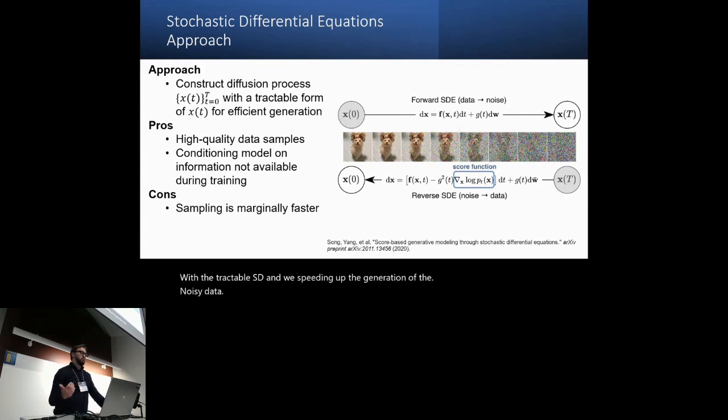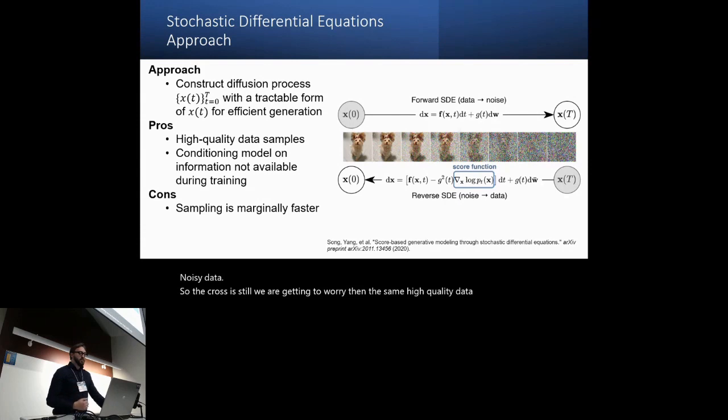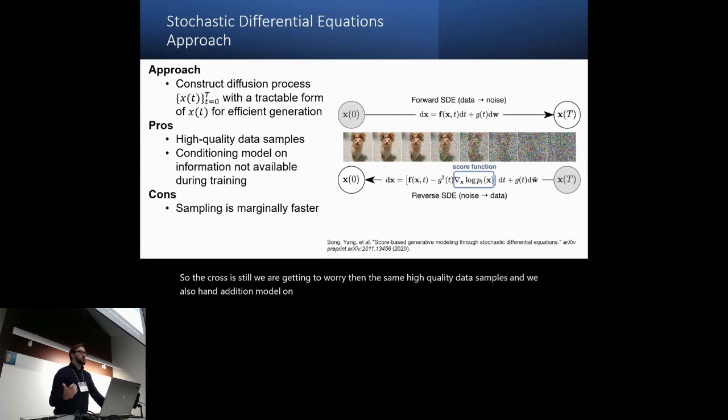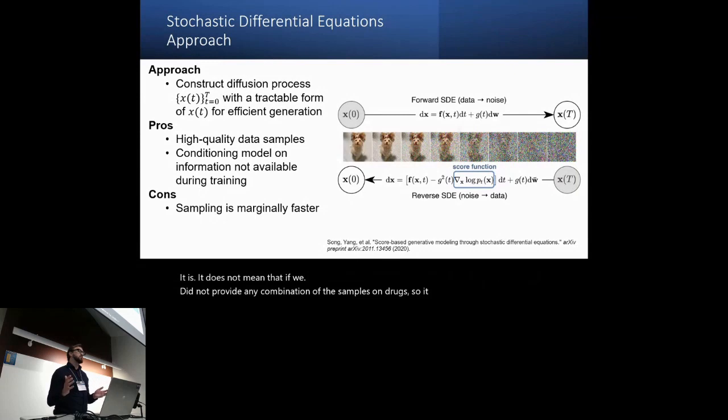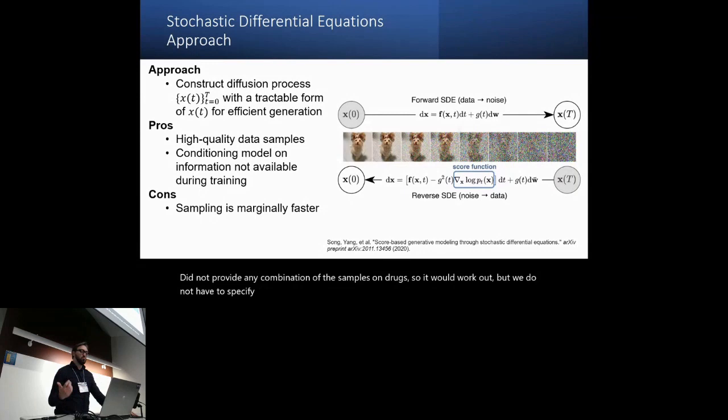So the pros is still we are getting the same high quality data samples, and we also can condition the model on information not available during training. It does not mean that if we did not provide any combination of the samples, it would work out. But we do not have to explicitly specify it to the model to be able to use it at the later stage to make the conditional inference.